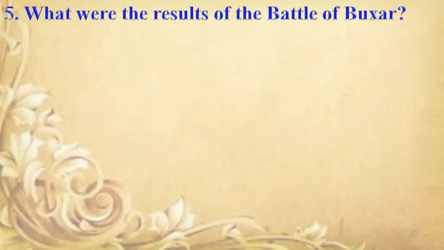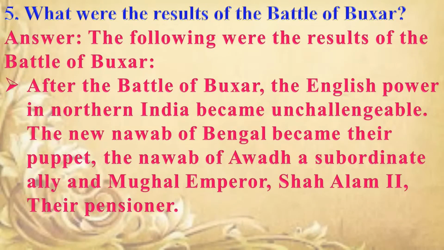What were the results of the Battle of Buxar? Answer: the following were the results of the Battle of Buxar. After the Battle of Buxar, the English power in northern India became unchallengeable. The new Nawab of Bengal became their puppet. The Nawab of Awadh became a subordinate ally, and Mughal Emperor Shah Alam II their pensioner.